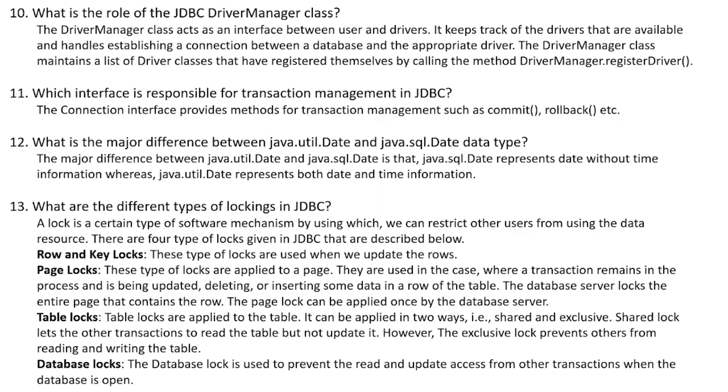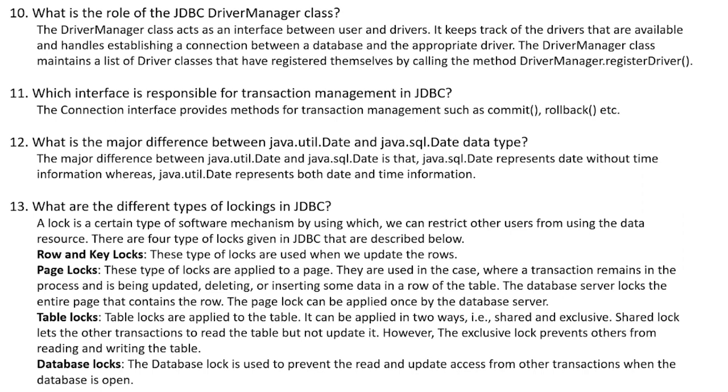Question 13. What are the different types of locking in JDBC? Answer. A lock is a certain type of software mechanism by using which we can restrict other users from using the data resource. There are 4 types of locks given in JDBC that are described below. Row and key locks. These types of locks are used when we update the rows. Page locks. These types of locks are applied to a page. They are used in the case where a transaction remains in the process and is updating, deleting, or inserting some data in a row of the table.